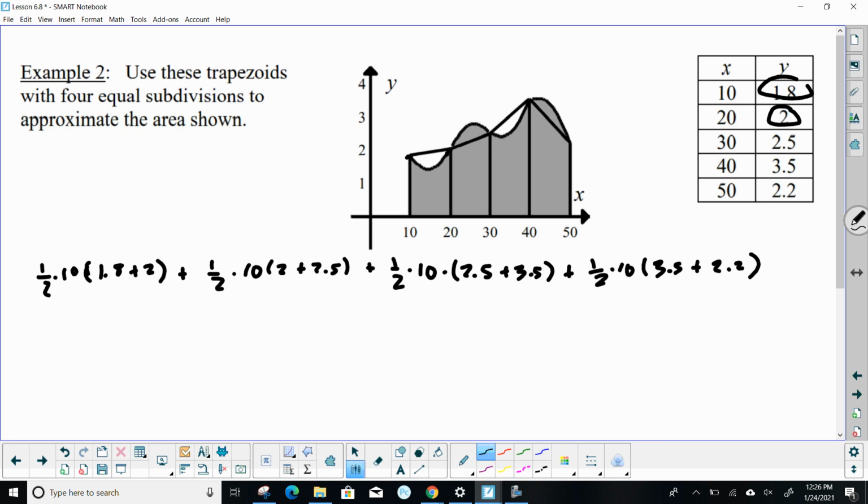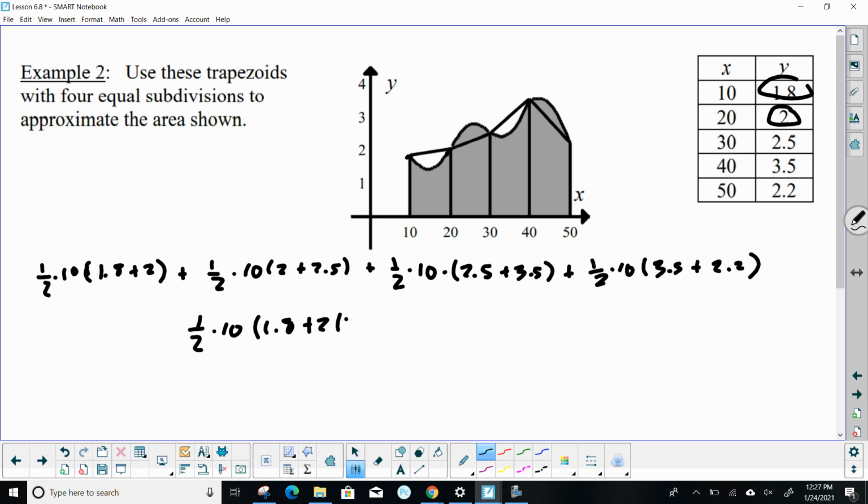Now, if they do have equal subdivisions, there is another option. Notice how the 1/2 times 10, you have it on each one of those, right? 1/2 times 10, 1/2 times 10, 1/2 times 10. If they have equal subdivisions, you can go like this: 1/2 times 10 times, and notice how the first height, this height right here, is only included once because it's only on the one side of the trapezoid. So I just take the first one, 1.8 plus. But after that, I've got a 2 there and a 2 there. So I have to times all the inside heights by 2.